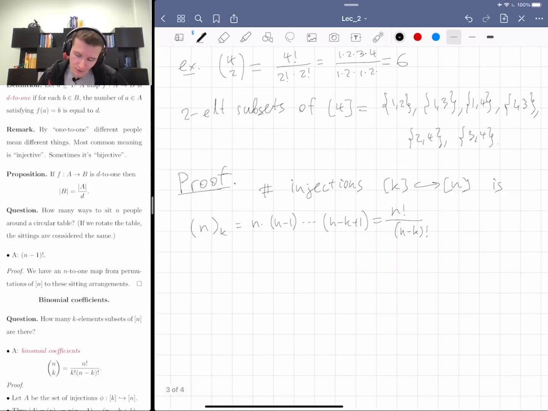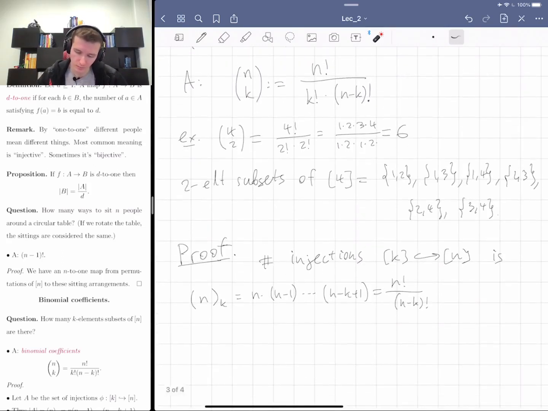So yeah, I guess there are two different proofs. Let me finish the first proof. You take the number of injections, which is given by this ratio of factorials, and that gives you a way to choose a partial ordered list of k elements of bracket n without repetition. So all you have to do now is forget the order.